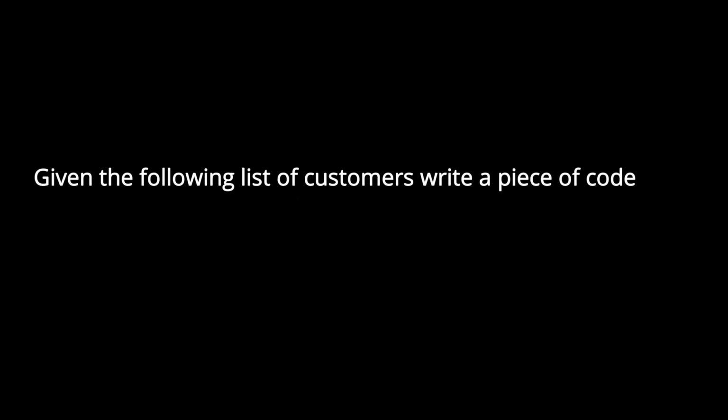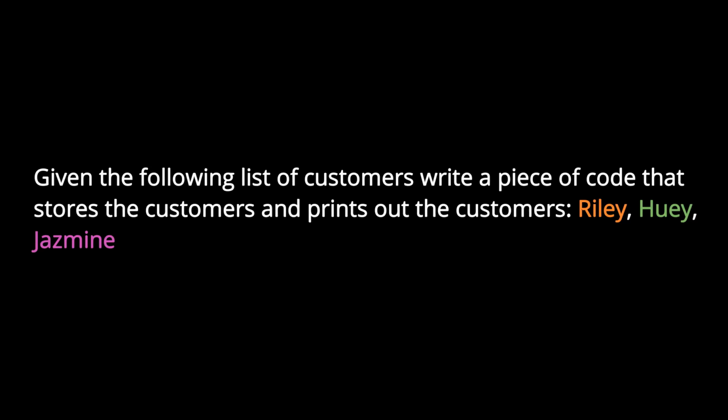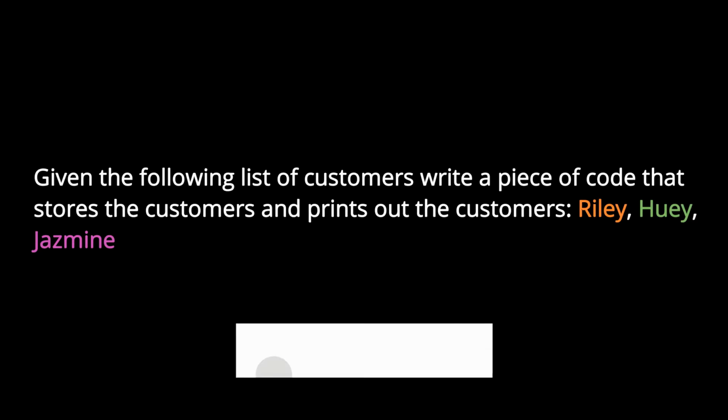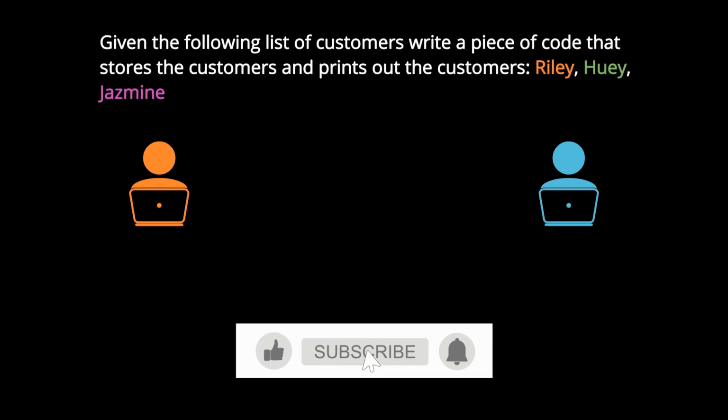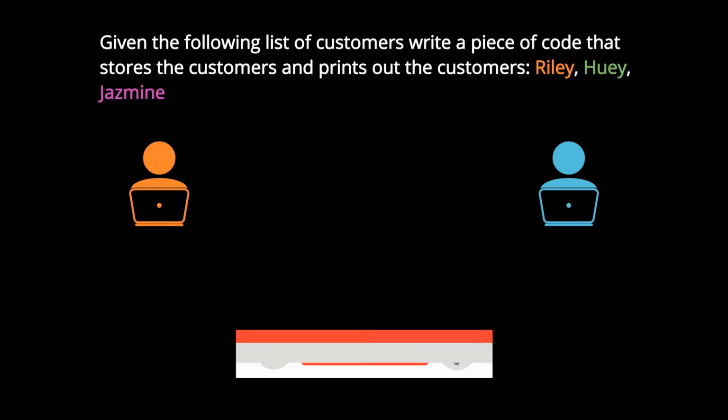So suppose there's a prompt, and the prompt is that we have several customer names and we have to have a piece of code that's able to store these customer names and also print out these customer names. So we have two of our handy coders, Orange and Blue, who are going to attempt to create a solution for this. So with Orange and Blue, they take two separate approaches.